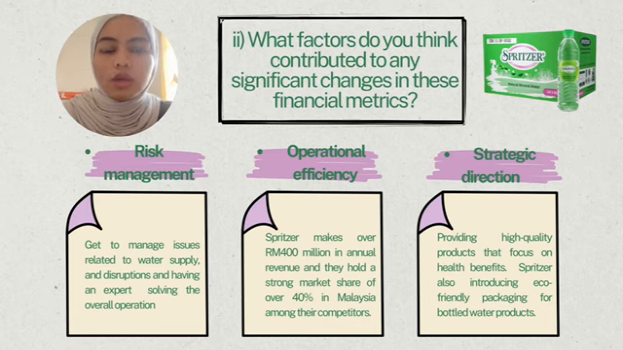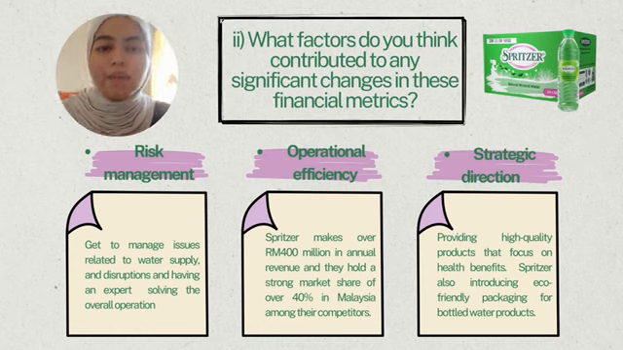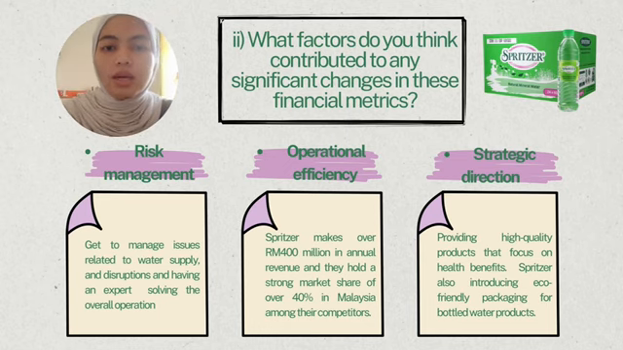Next, I'm going to talk about the factors that contribute to those changes. For the first factor is operational efficiency. Spritzer is a leading bottled water company in Malaysia with popular brands like Spritzer and Cactus. They have 3 water plants and 1 packaging plant in Malaysia, producing 1 billion liters of bottled water. They also export to China, UK, and the Netherlands.